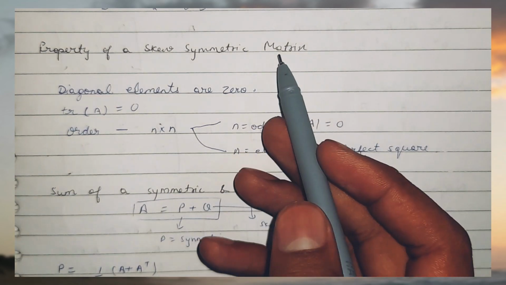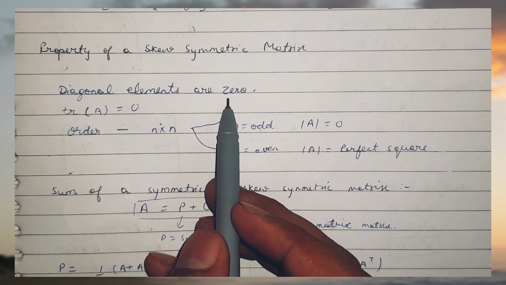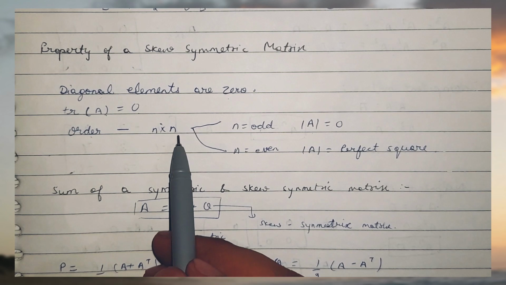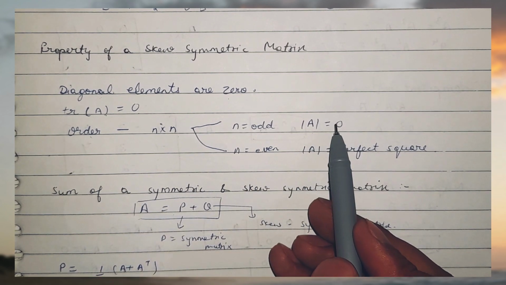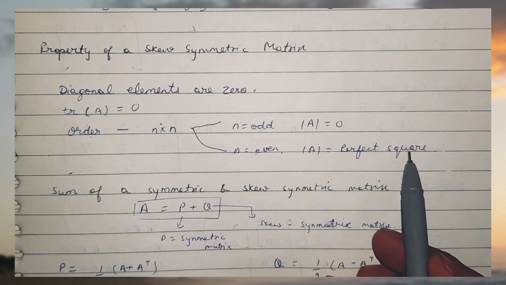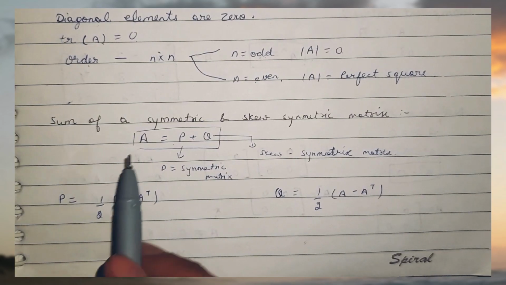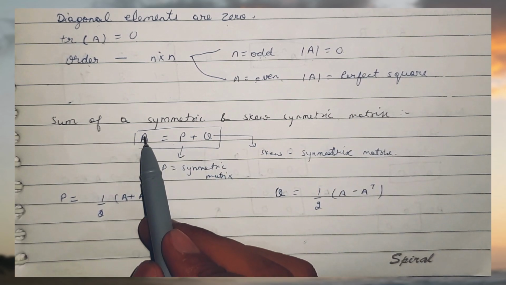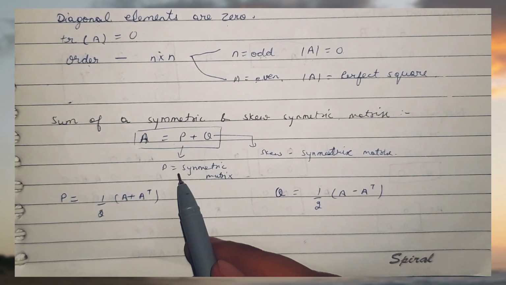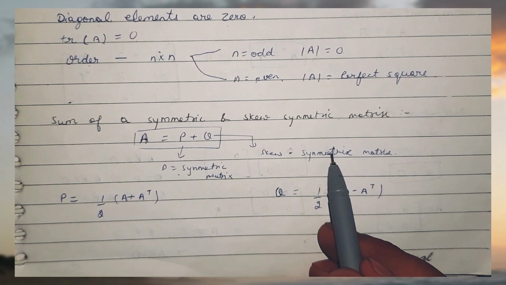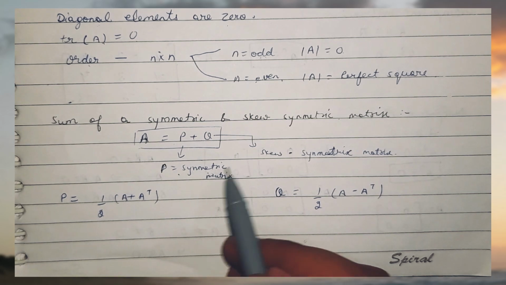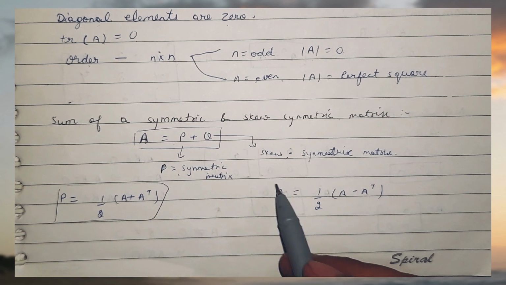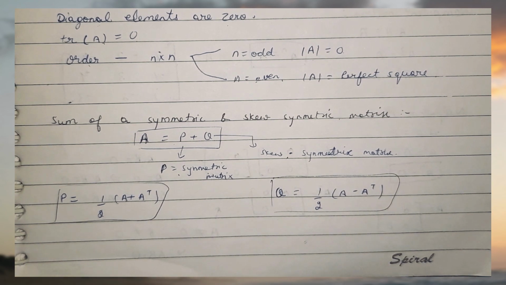These are some of the properties of skew symmetric matrix. Diagonal elements are 0 and the trace of a skew symmetric matrix is 0, and the order is n into n, where if n is odd then the determinant of A is 0, if n is even then the determinant of A is a perfect square. And a matrix can also be represented as the sum of symmetric and skew symmetric matrices. If A is a matrix, then we can represent it as the sum of a symmetric matrix P and a skew symmetric matrix Q, where P can be written as half of A plus A transpose and Q can be written as half of A minus A transpose.